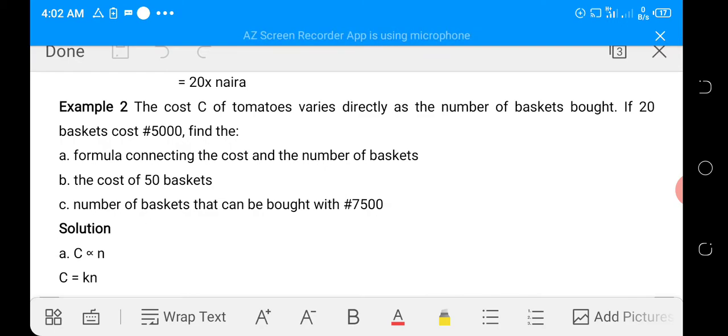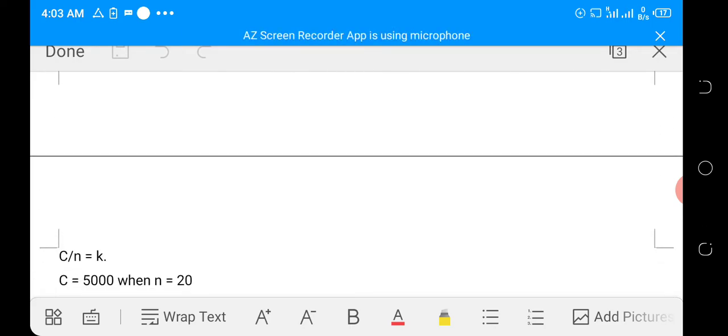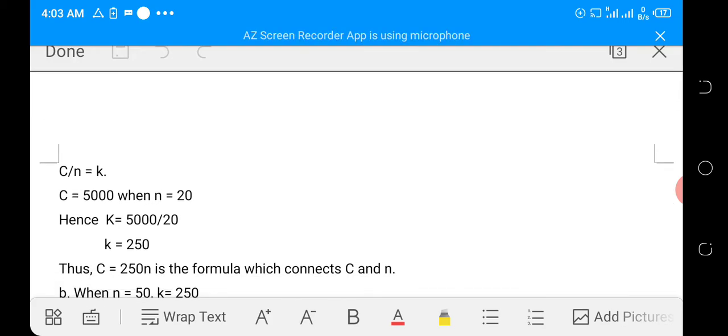The cost is 5,000 naira when 20 baskets were bought, meaning that when C is equal to 5,000, N is equal to 20. That's what we have here now. C is equal to 5,000 when N is equal to 20. Substituting for C and N, we have K is equal to C over N, and that is going to be 5,000 over 20 to give us 250.